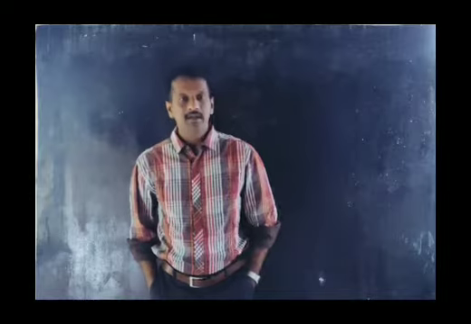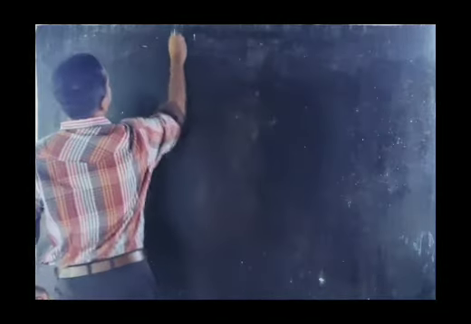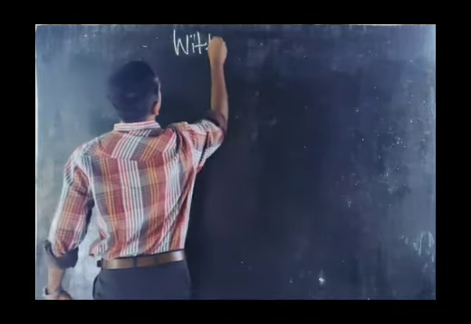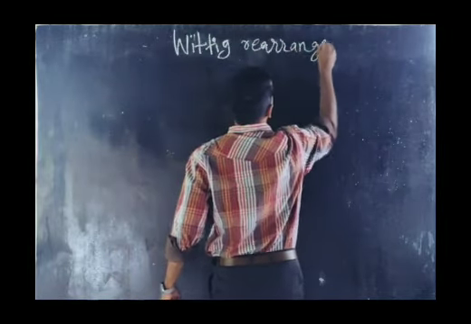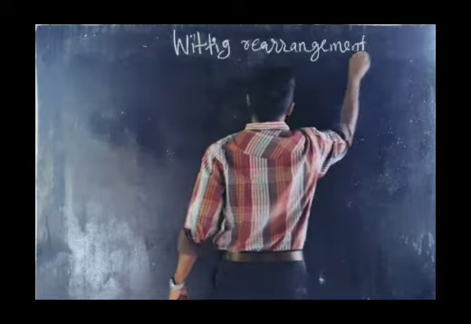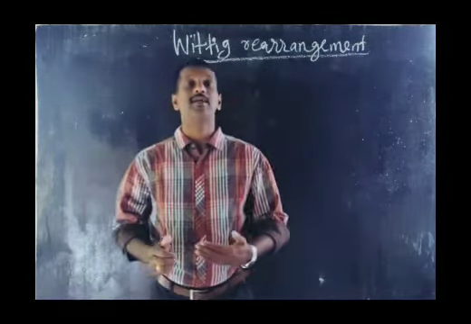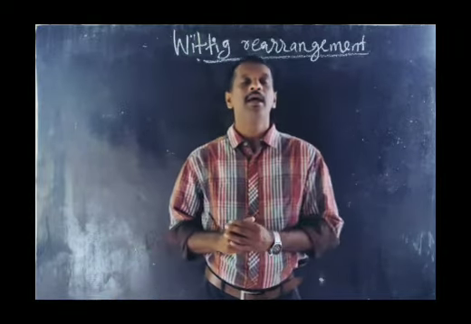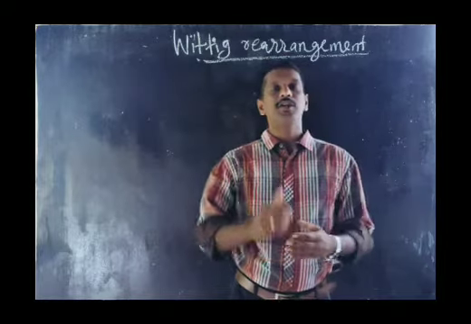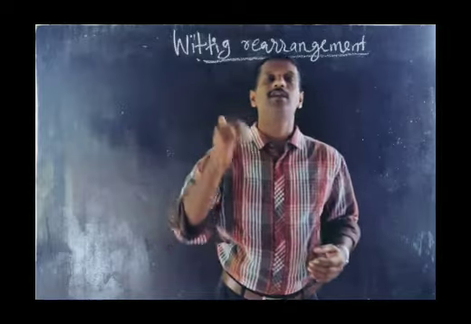Good morning. In this class, we discuss another rearrangement, that is the Wittig rearrangement. This Wittig rearrangement is important. This is a method of preparation of alkene from aldehyde and ketone. That means this is a conversion of aldehydes or ketones into an alkene using Wittig reagent.